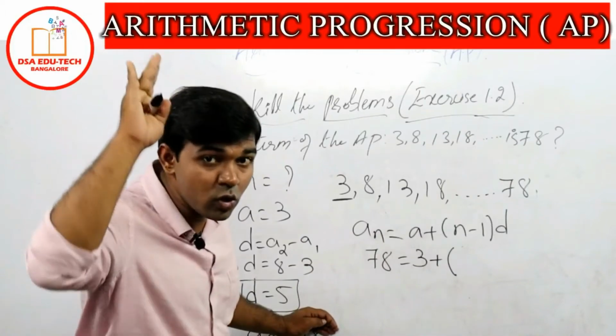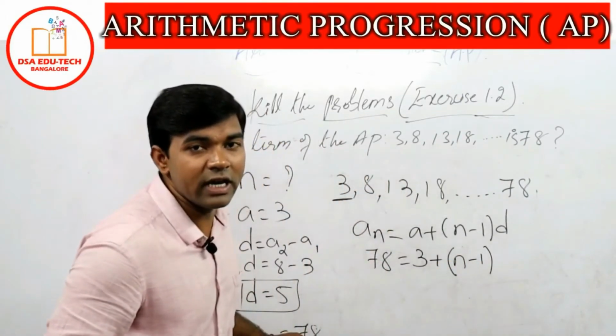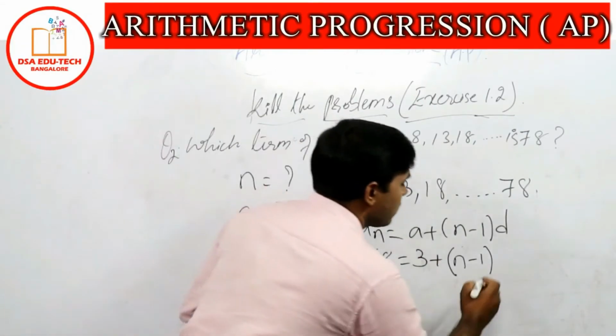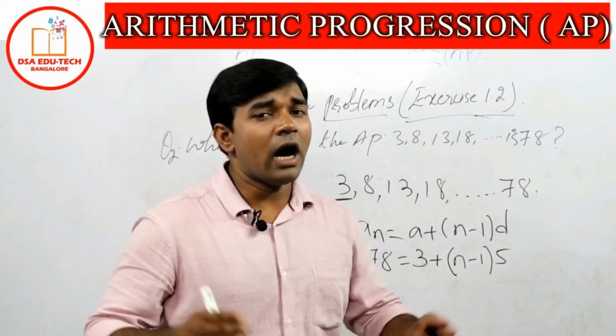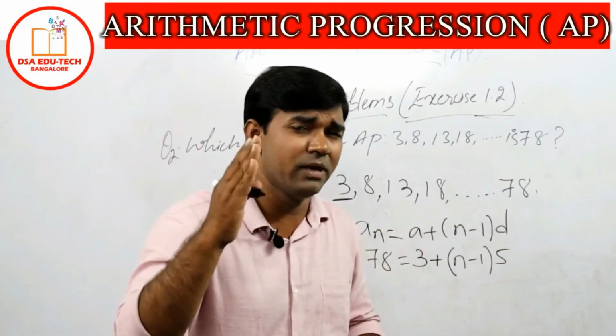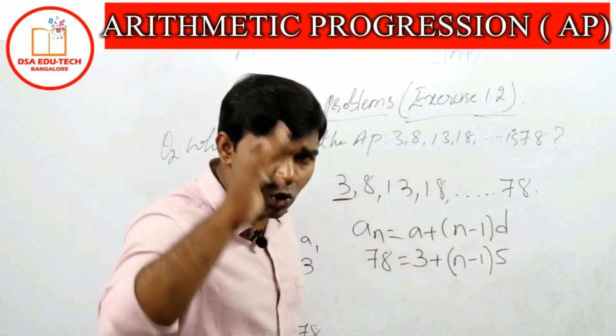N value we have to find. So I'll write n minus 1. D value have they given? Yes sir, D value they have given, that is 5. We just now calculated. So now this much of value we have substituted. After this, what is that? You just need to do addition, subtraction, multiplication and get the answer. It is that easy.